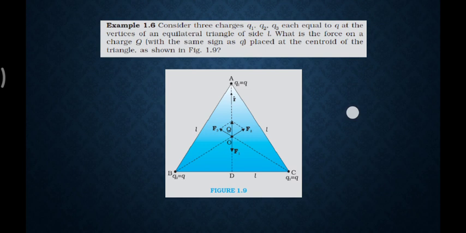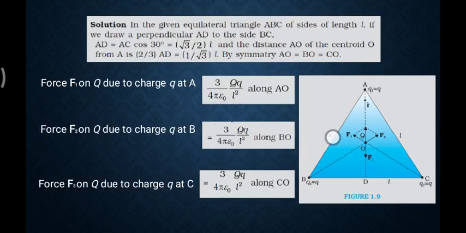Now we know only this distance L. So our first task in this example is to find this distance. AQ, BQ and CQ are all the same. You can say CO, BO and AO are all the same. So if you find one, the others are the same. Okay, now let's try to see here.